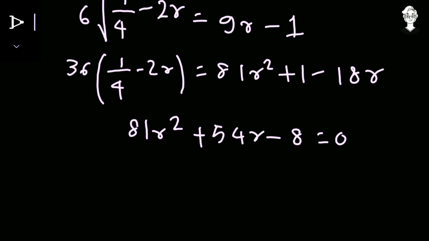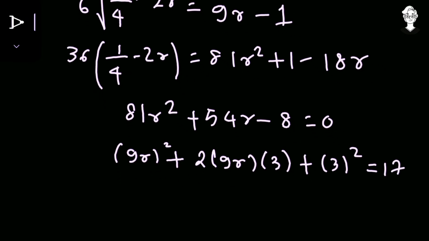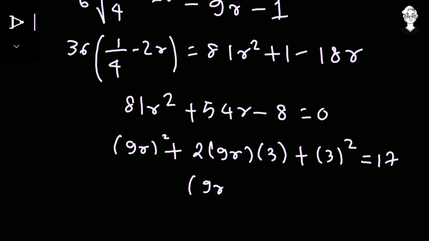We can just do completing the square as 9 times R the whole square plus 2 times 9 times R into 3 plus 3 the whole square. So these two things are perfectly fitted, but we have 3 square, that is 9, and what we need is negative 8. So I have to just subtract 17 to get that, and we can just shift 17 to the other side, so it will become positive 17. So here we have 9 times R plus 3 the whole square is equal to 17.